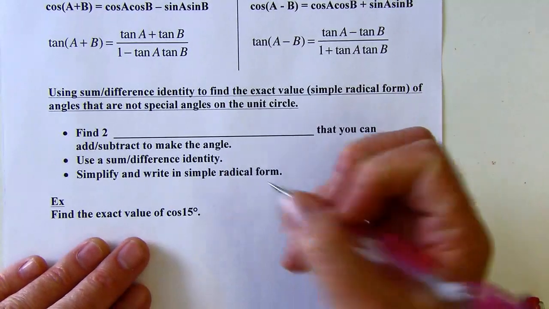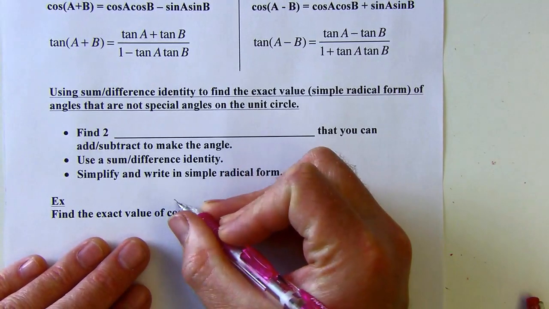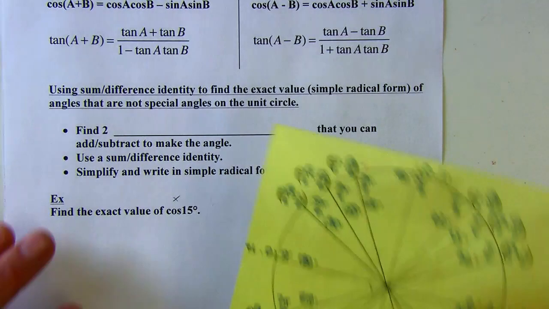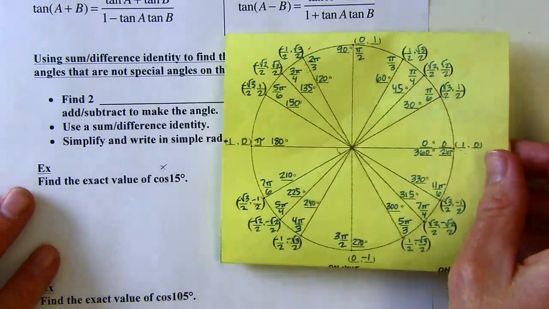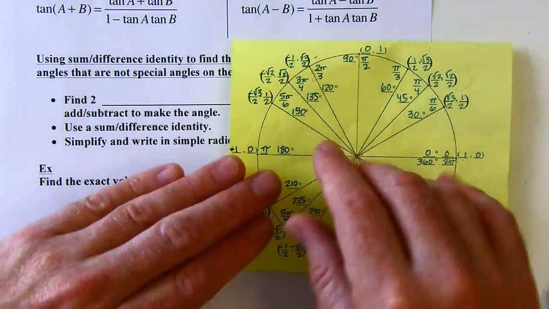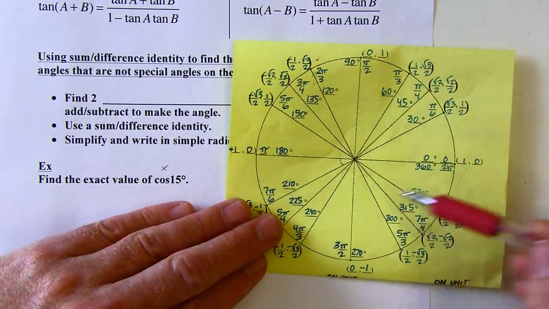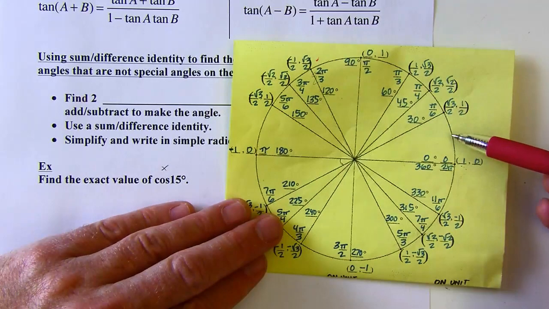So the first thing I would think is, oh, cosine is just the x value at that place on the unit circle. And then hopefully you'd have a unit circle handy, or one on the wall you could look at, or maybe you just have it memorized. So I'll go find 15 degrees. What the? It's not there.